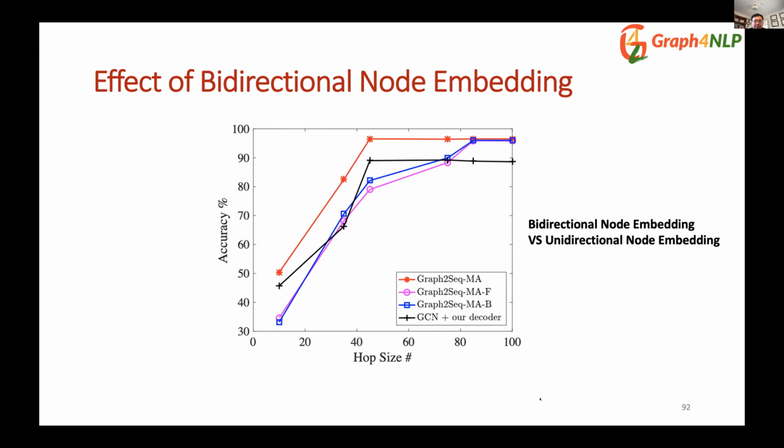This is a further study comparing the bidirectional node embedding to unidirectional node embedding. We can see that when the hop size or layers increase, the accuracy of each method increases significantly, but the bidirectional node embedding method always performs better. That's because it can learn the information from both sides. But at some point, once each algorithm has reached the context of the full graph, the performance will converge to a similar level.